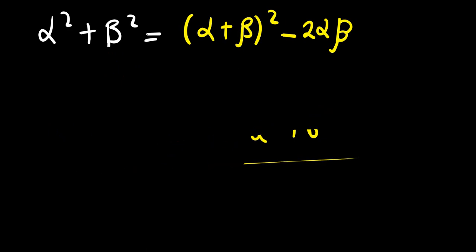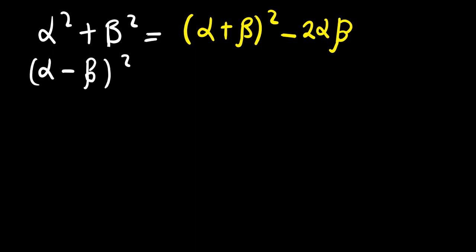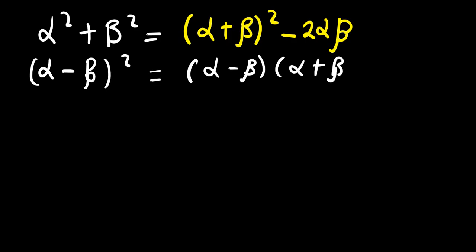Then another expression that you're supposed to know and understand is when you are given alpha minus beta, then this is squared. What are you going to have? This is just the difference of two squares, right? You just have alpha minus beta multiplying alpha plus beta. Okay, that is worth mentioning.